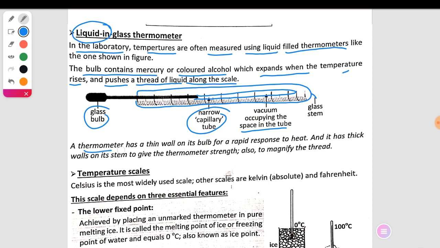The thermometer has a thin wall on its bulb for rapid response to heat, and it has a thick wall on its stem to give the thermometer strength, and also to magnify the thread.